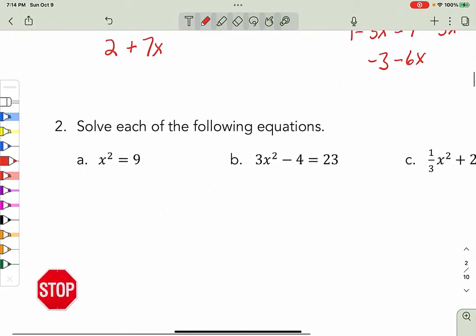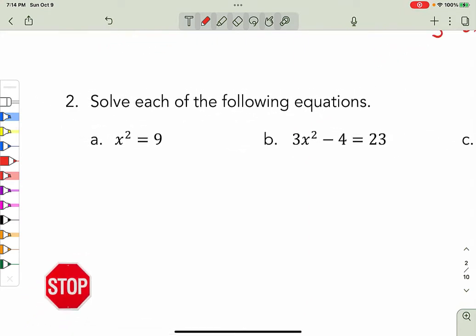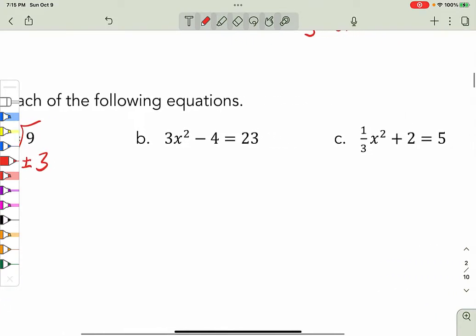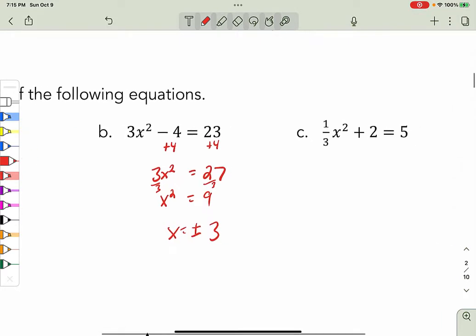We can also solve equations. If I was going to solve x squared equals 9, it would simply be x equals plus or minus 3. Again, I just took the square root of both sides and solved it. In this case, I'm going to add 4 to both sides. I get 3x squared equals 27. x squared equals 9 after dividing both sides by 3. And I get x equals plus or minus 3 again.